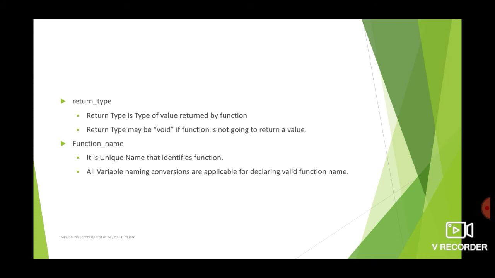And function name is a unique name that identifies the function. All variable naming conventions are applicable for declaring valid function names. That means whenever we declare a variable, it has to follow the rules of an identifier. We know that it should not start with a number, it should not have any special symbol other than underscore, etc. So all these rules have to be followed when you define a function. So all those naming conventions are applicable here also.